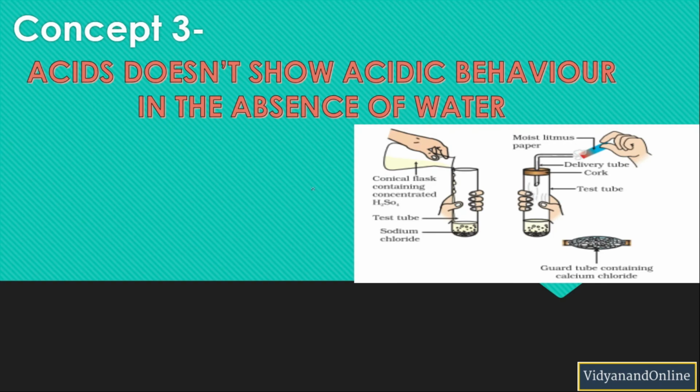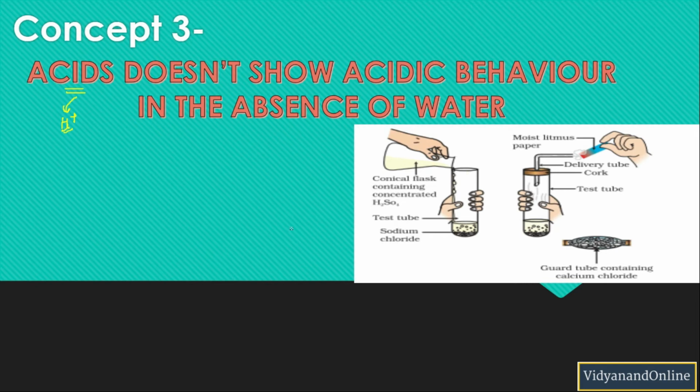Now let us understand the concept which states that acid doesn't show acidic behavior in the absence of water. So what do we mean by that? We have already discussed that acids are the substances which on dissolving in water give you H plus ions. Okay, now here is a small experiment which tells you whether H plus ions are important in order to show the acidic behavior of a substance or not.